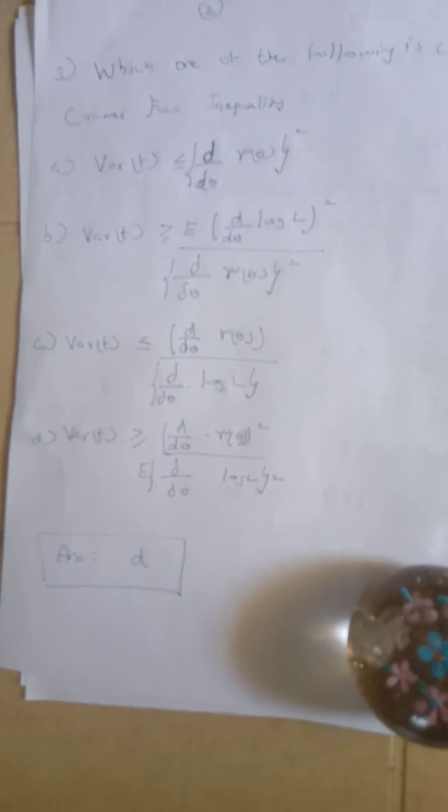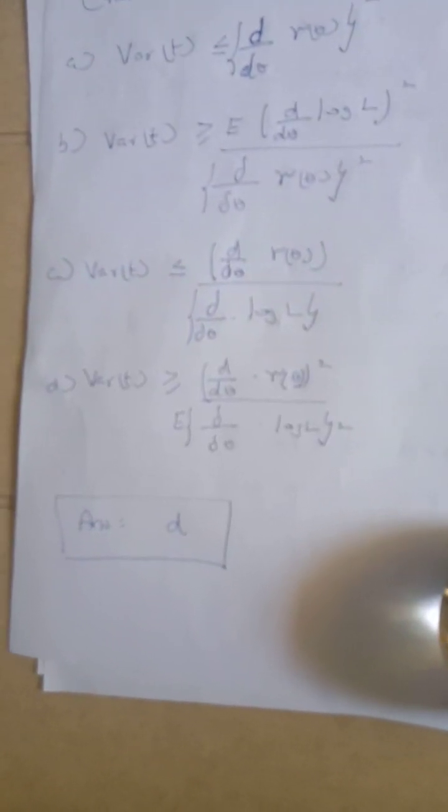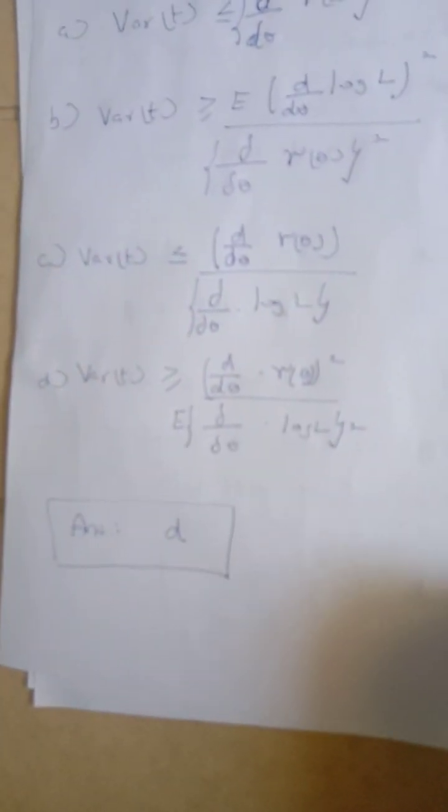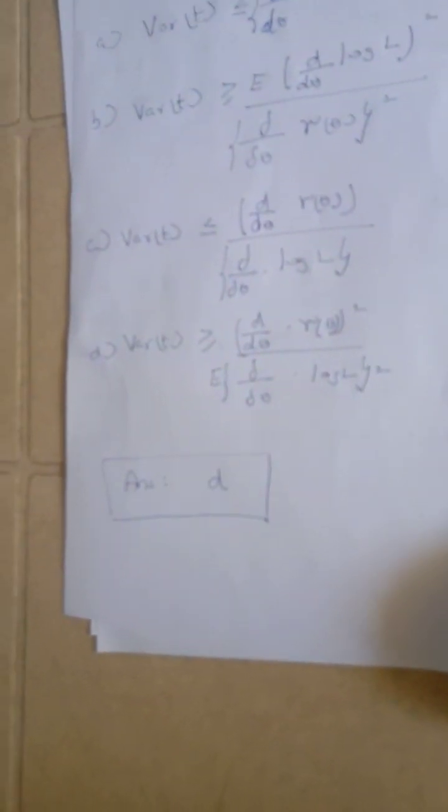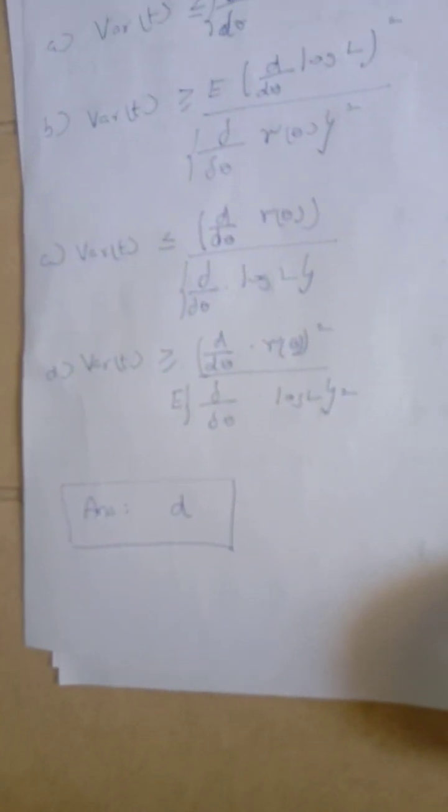Question number 3. Which one of the following is the correct Cramer-Rao inequality? Four options are given. You should study the Cramer-Rao inequality formula clearly. Variance of T is always greater than or equal to d by d theta gamma theta the whole square divided by expectation of dou by dou theta log L the whole square. This is an important formula, the Cramer-Rao inequality. We should be thorough with the formula. Let us move to the next question.